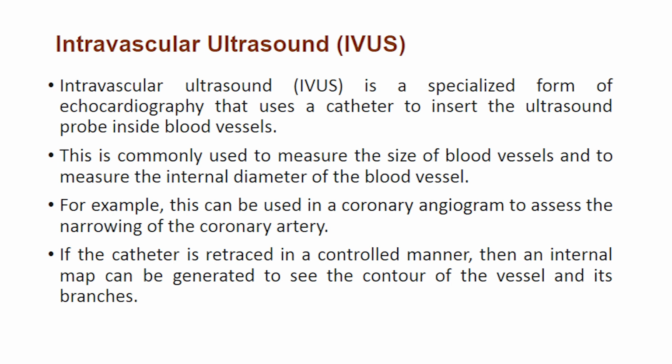Now, I am going to explain what is intravascular ultrasound. We call it IVUS in short. Intravascular ultrasound is a specialized form of echocardiography that uses a catheter to insert the ultrasound probe inside blood vessels. This is commonly used to measure the size of blood vessels and to measure the internal diameter of the blood vessel. For example, this can be used in a coronary angiogram to assess the narrowing of the coronary artery.